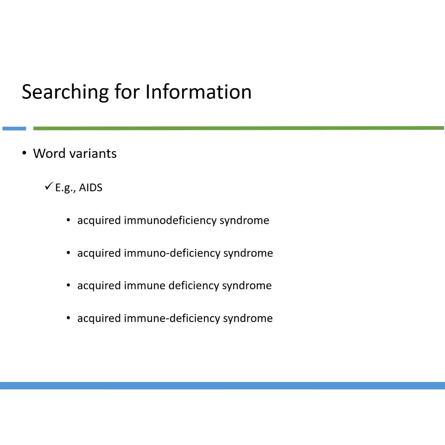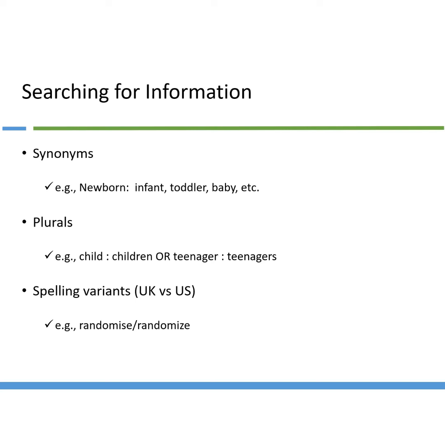You search for the word variants. For example, AIDS. There are different variants: acquired immunodeficiency syndrome, acquired immuno, and then there is a dash, deficiency syndrome, acquired immune, and then space, deficiency syndrome, acquired immune deficiency, not immuno. So you should think of all the possible word variants, all the synonyms, newborn, infant, toddler, etc., all the plurals, and all the spelling variants, UK versus US, for instance.